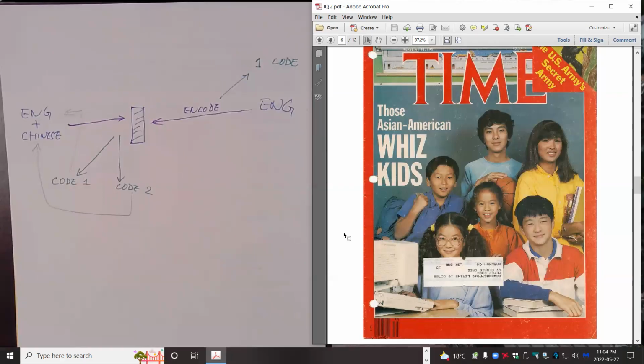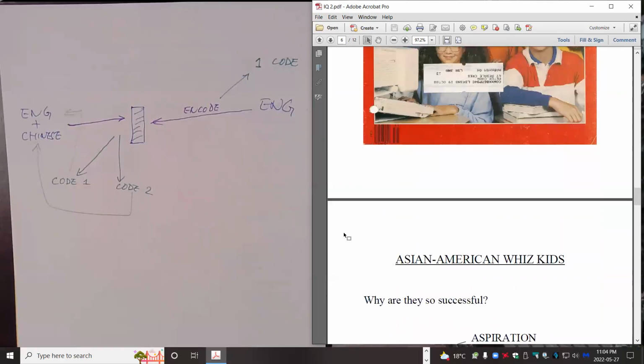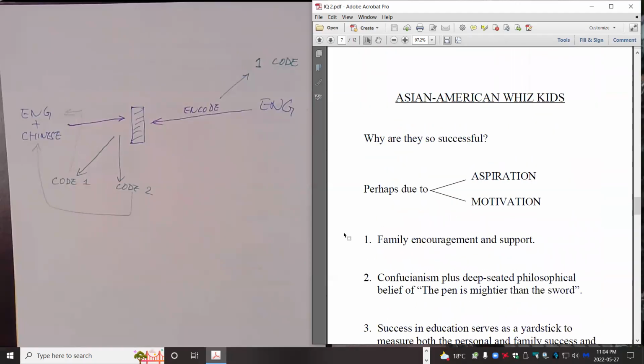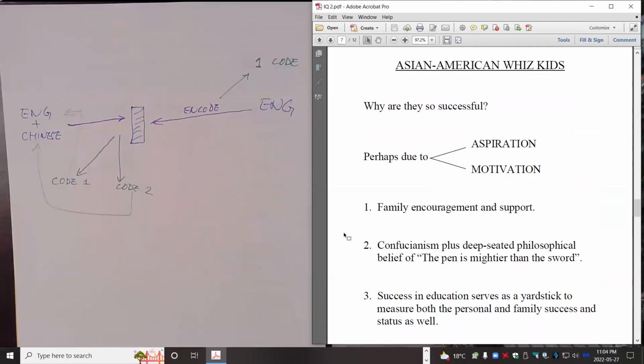Okay, so why? What is happening? It's not one encoding more code. They are very successful academically, and of course they have measured IQ far higher than their white counterparts. Why are they so successful? Well, now we know that perhaps it is due to aspiration and motivation. Aspiration is kind of spurred on by the family.